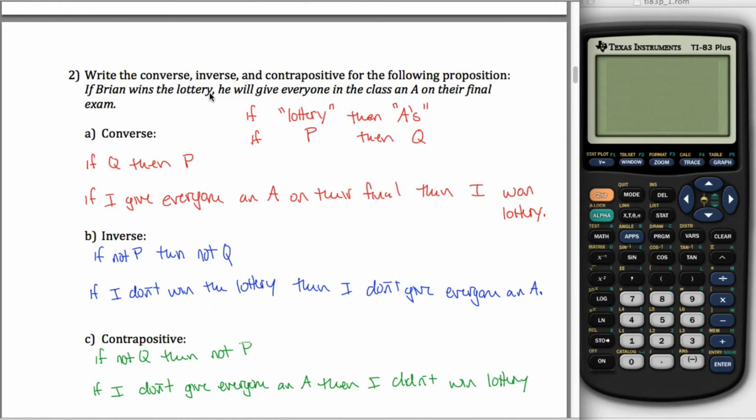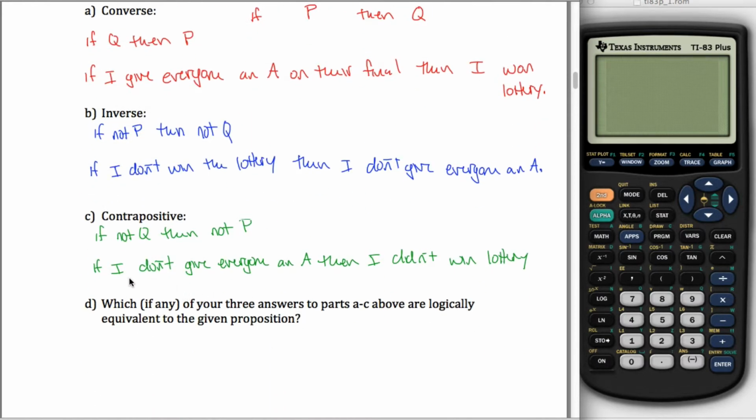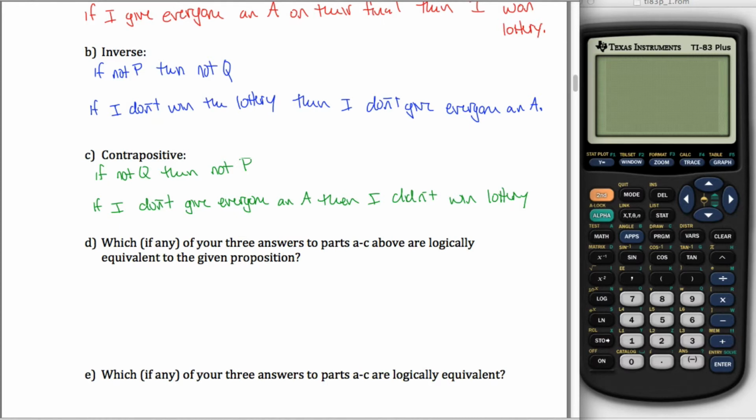That if Brian wins the lottery, he'll give everyone in the class an A on their final exam is the exact same as if I don't give everyone an A on the final exam, then I didn't win the lottery. Logically speaking, those are equivalent. And that's what we're getting at here. Which of your three answers are logically equivalent to the given proposition? C. C is. Maybe the contrapositive.